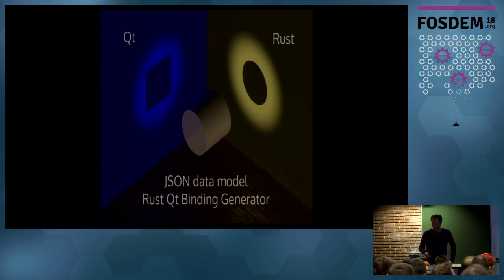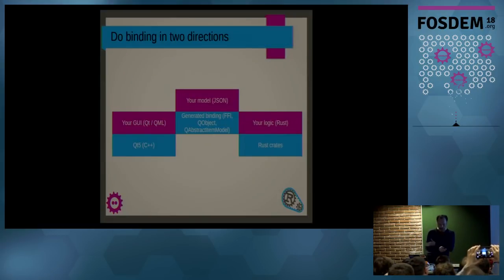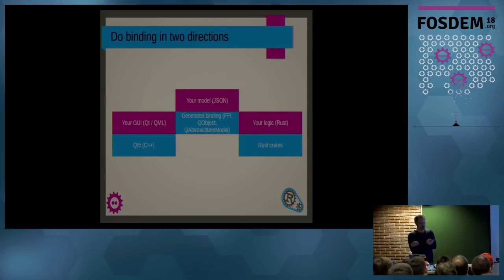So yeah, how will that work? Okay, so we're going to do the binding in two directions. First, you're going to write your data model in JSON, and I'll show you later how to do that. And then you generate bindings from that, and these bindings talk to your user interface and to Rust. And all the purple boxes here are stuff that you have to write.